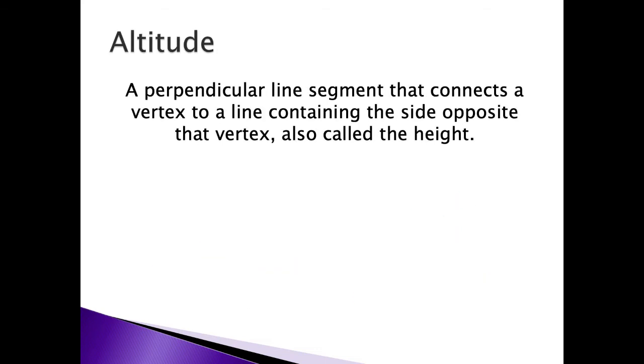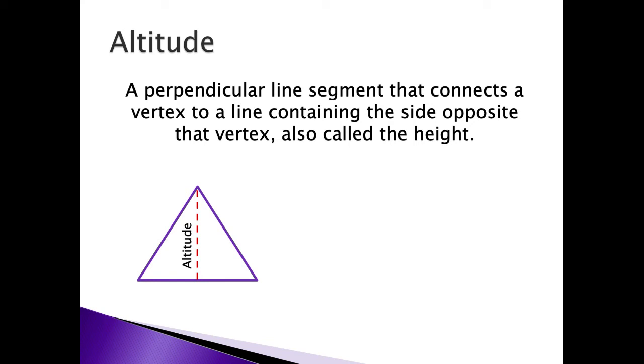Whereas if I have a perpendicular line segment that connects a vertex to the line of the opposite side, that's called the altitude or the height. Those two words are interchangeable. So if I have a perpendicular line that goes to the vertex and the opposite side, that's the altitude. So if I have a vertex to the opposite side, that's the altitude.